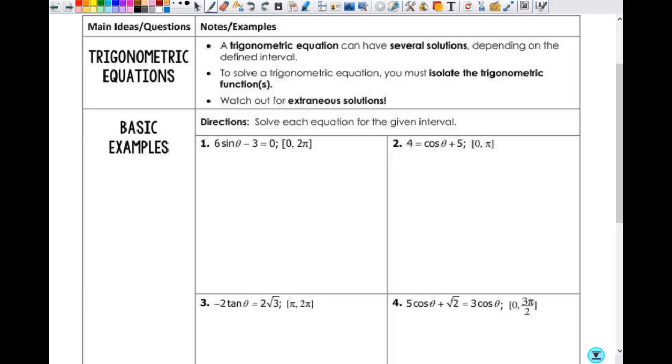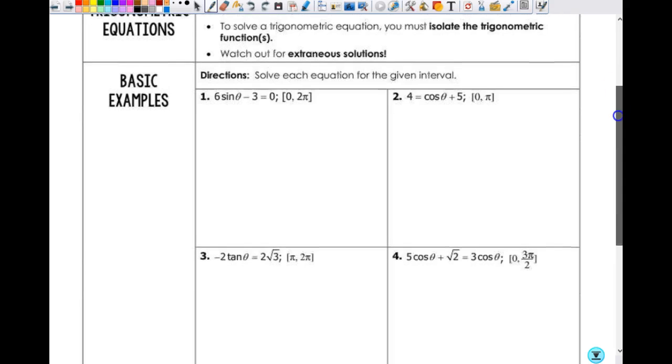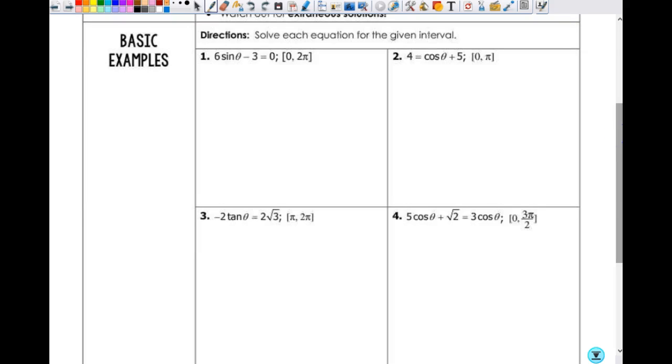All right, so let's look at number 1. We are trying to solve for theta. So the first thing we have to do is get sine theta by itself. You do it doing the exact same type of solving that you always do. Trying to get this by itself, what would be the first thing that we do? Add 3 to both sides. So that gives us 6 times the sine of theta equals 3. Then I'm going to divide by 6. So I get sine theta equals 3 divided by 6, which is 1/2.